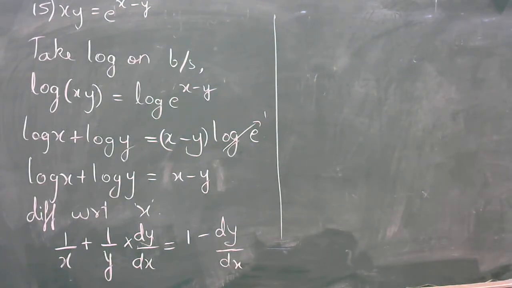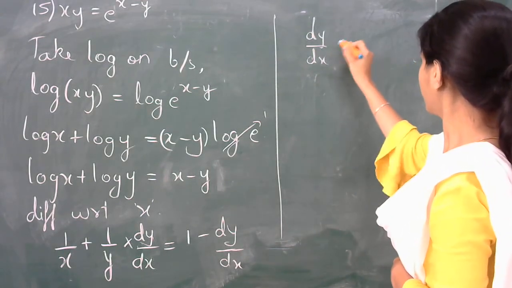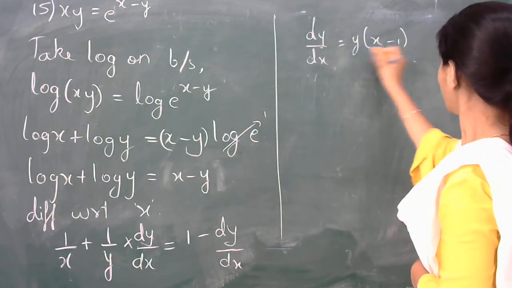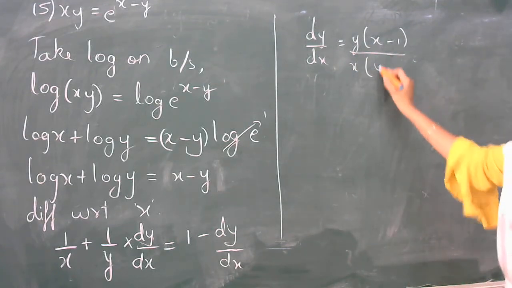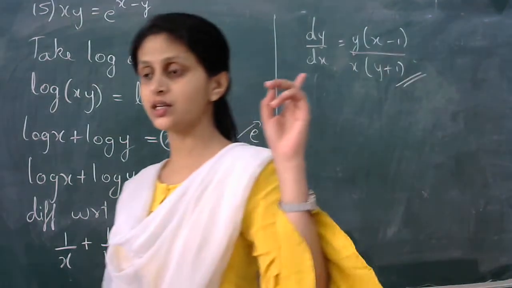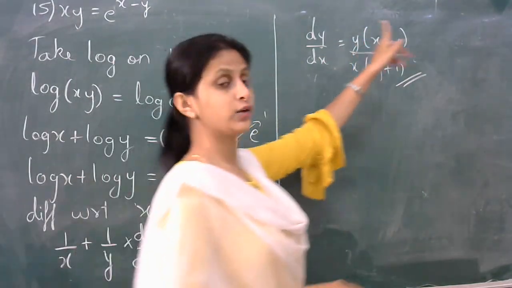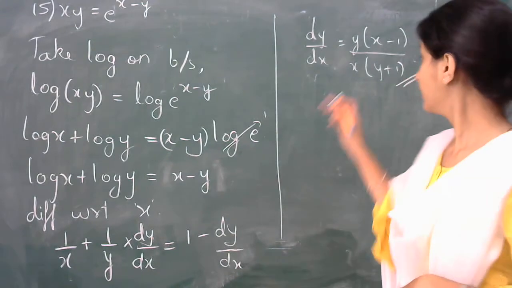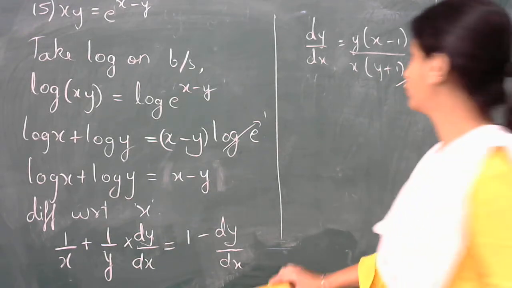So if you solve and simplify, dy by dx would be equal to y into x minus 1 divided by x into y plus 1. If you simplify this whole thing, that answer you will get for dy by dx. So dy by dx will be equal to y into x minus 1 divided by x into y plus 1. Right, students? Let us go for the next example.